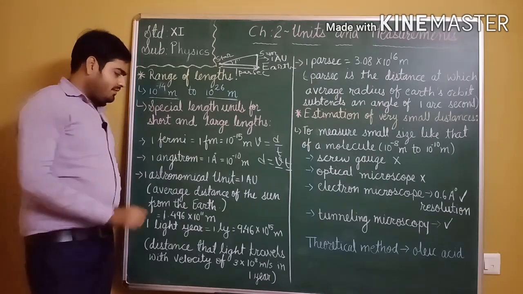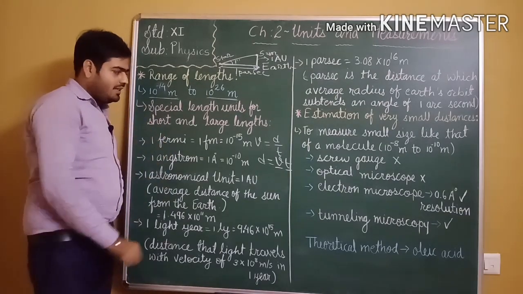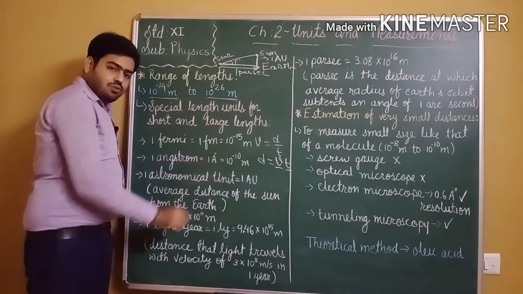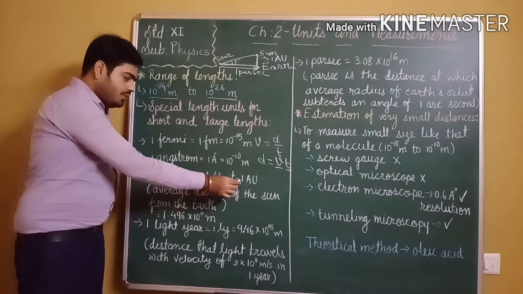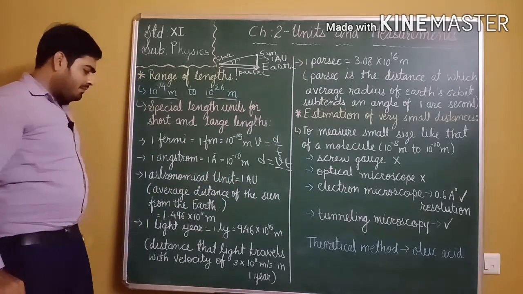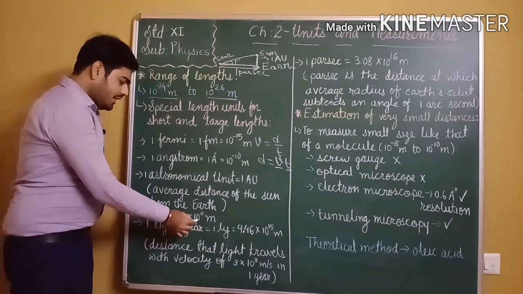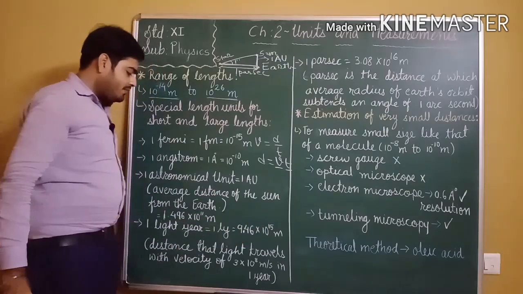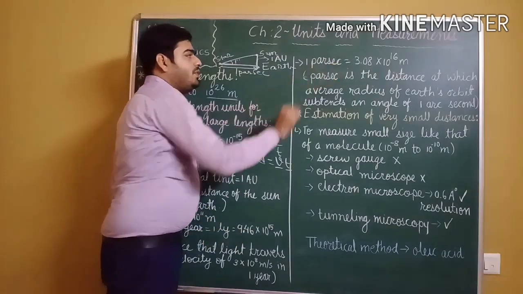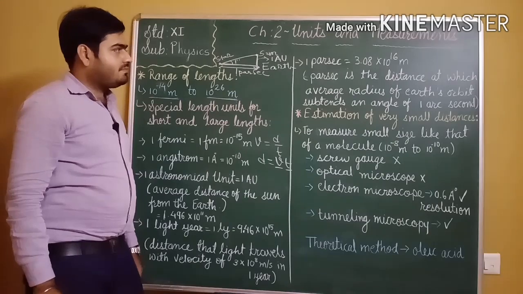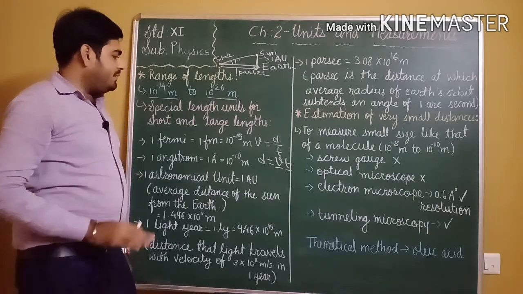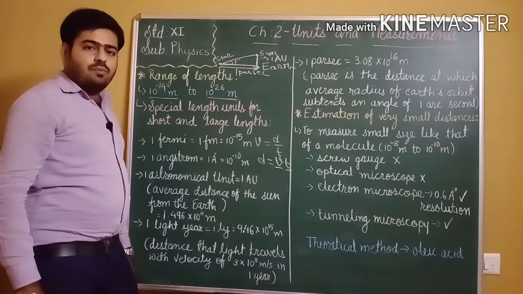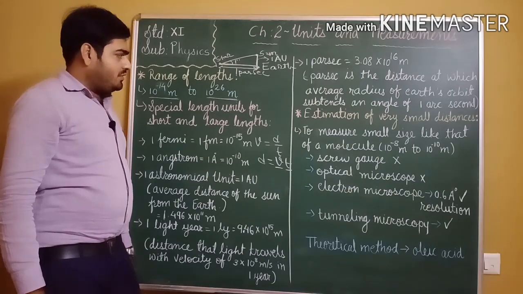Once again I am repeating, 1 Fermi, that is the unit of length, that is equal to 10 raised to minus 15 meter. 1 angstrom, that is 10 raised to minus 10 meter. 1 AU, astronomical unit, that is nothing but 1.496 into 10 raised to 11 meter. 1 light year, that is 9.46 into 10 raised to 15 meter. And 1 parsec, that is 3.08 into 10 raised to 16 meter. Students, please remember these values. If you remember these values, then easily you can solve numericals and MCQs.